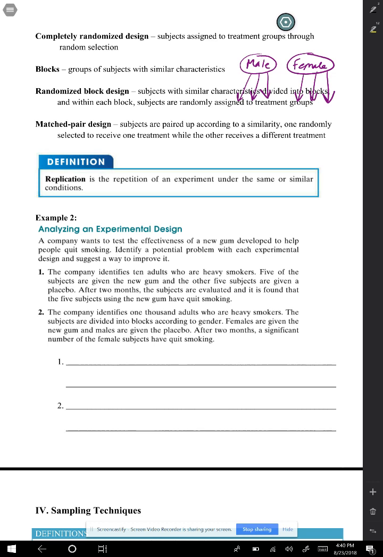So the first one is that the company identifies 10 adults who are heavy smokers. 5 are given the new gum, 5 are given the placebo. After 2 months, the subjects are evaluated, and it is found that 5 subjects using the gum have quit smoking. The only problem that I would really see with this one is they only used 10 adults, and that's not very many to really decide whether or not it is effective. So for that reason, what you would say is the problem with this experimental design is that the sample size is too small. So you would just say the sample size is too small.